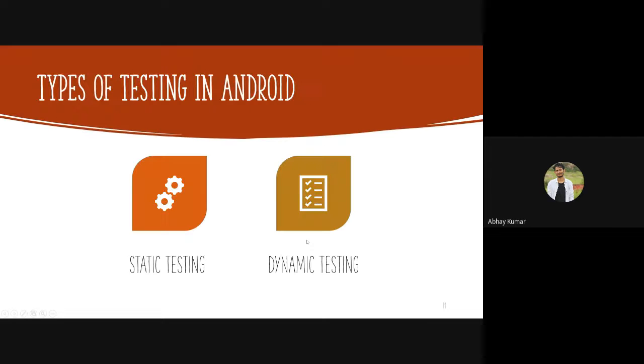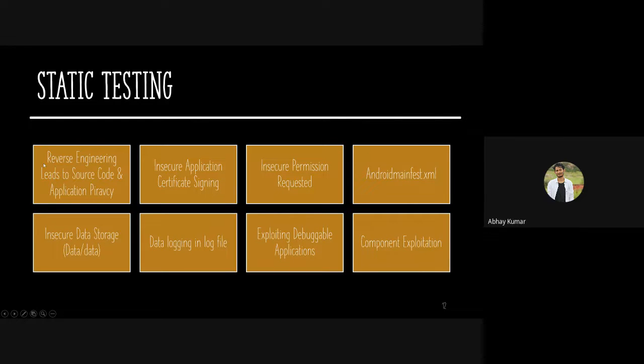So coming to the types of testing in Android, there are mainly two types: the first one is static and the second one is dynamic. In static testing you don't need to interact much with the application. You only need the application to do static testing, where you can do reverse engineering and more. In dynamic testing you have to interact with the application at runtime. In static testing, we have reverse engineering of the application, insecure certificate signing, and insecure permission handling.